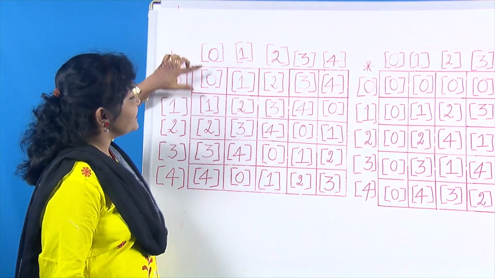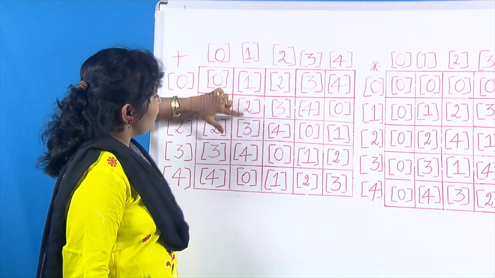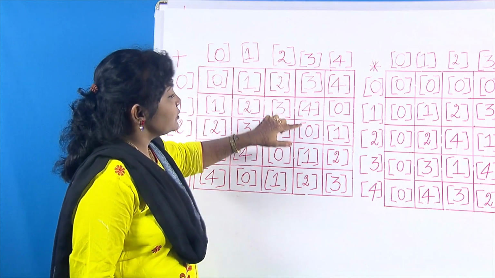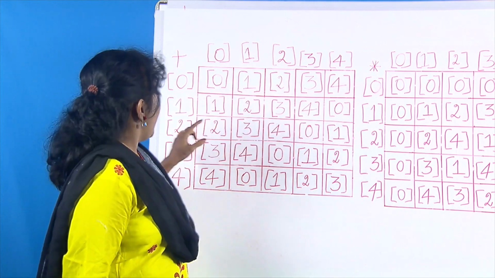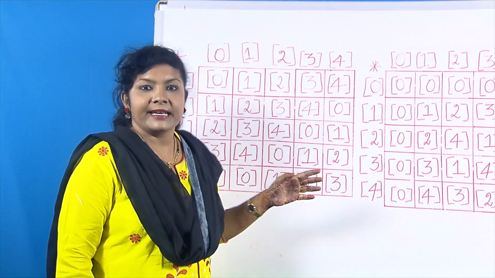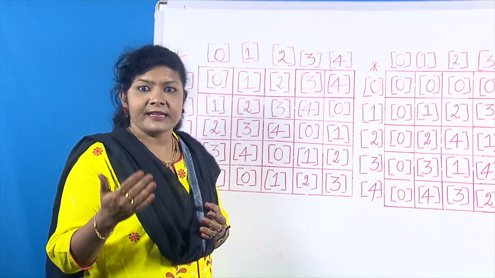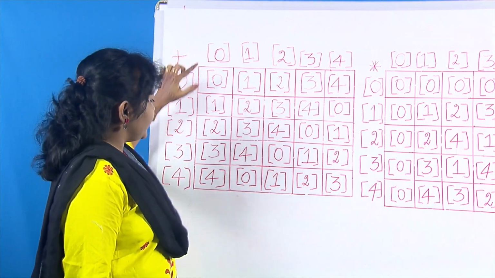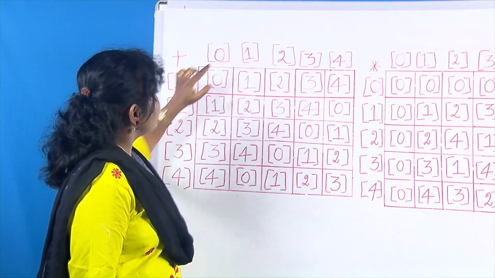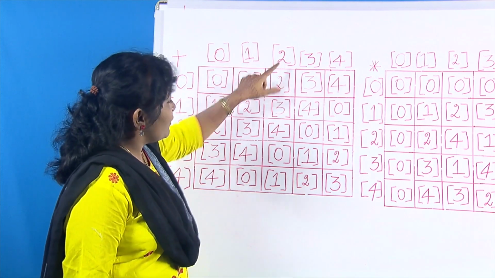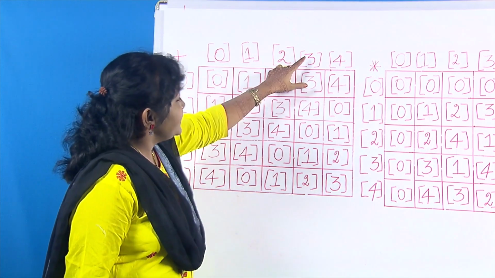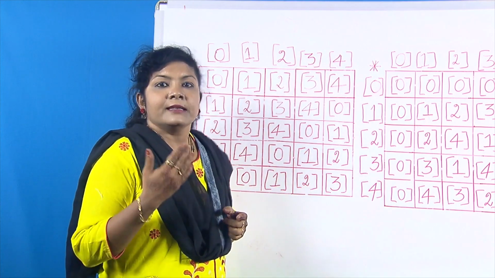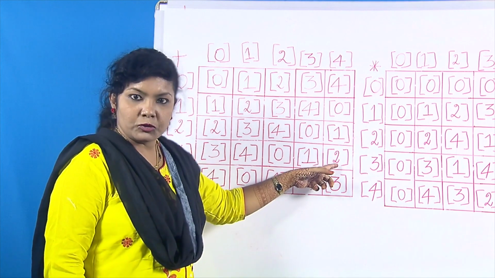Next, 2 plus 0 is equal to 2, 2 plus 1 is equal to 3, 2 plus 2 is equal to 4, 2 plus 3 is equal to 5, same as here, and 2 plus 4 is equal to 6. 6 divided by 5, the remainder is 1, so we have put 1 here. Next, 3 plus 0 is equal to 3, 3 plus 1 is equal to 4, 3 plus 2 is equal to 0 like here, 3 plus 3 is equal to 1 like here, 3 plus 4 is equal to 7, 7 divided by 5, the remainder is 2.